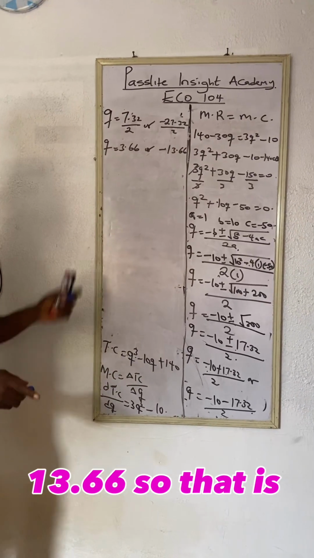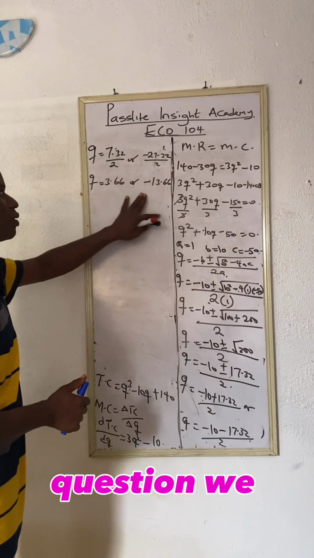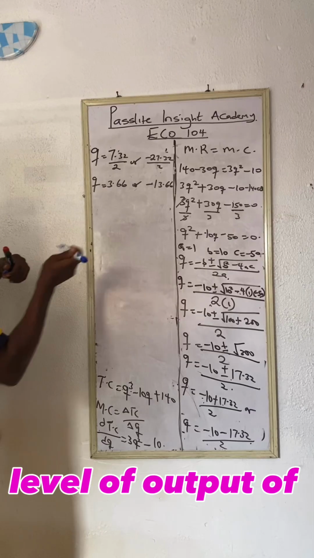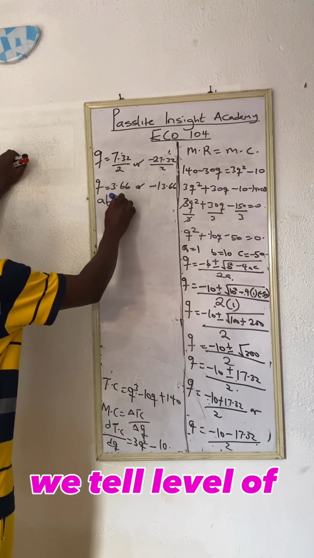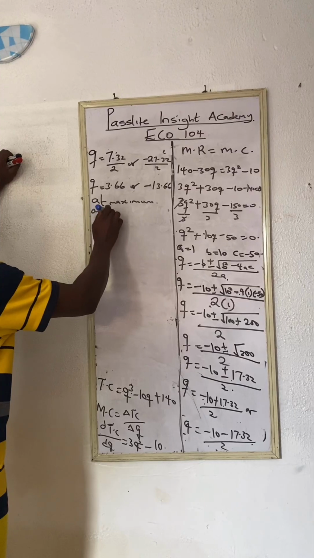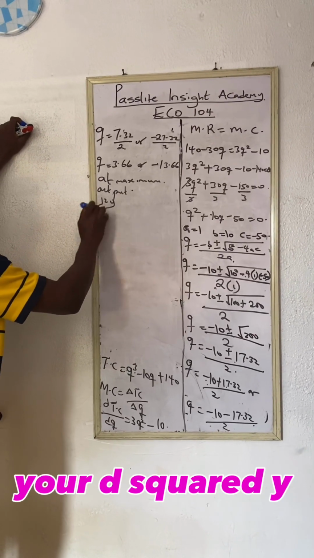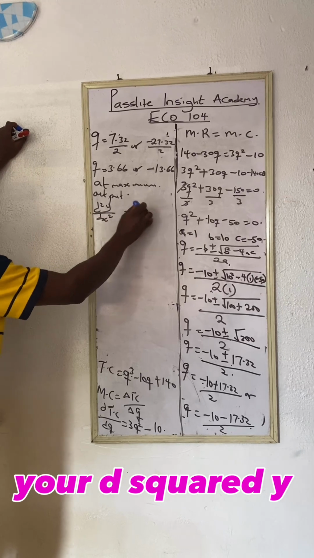So that is the answer we are having here. From the question, we want to test the level of output of this. So how can we test the level of output? At maximum output, your d squared y over dx squared is equal to 0.